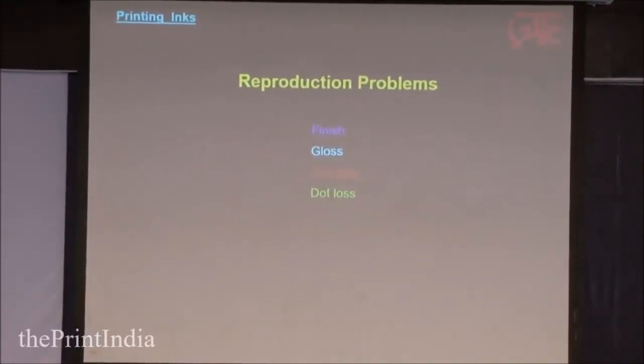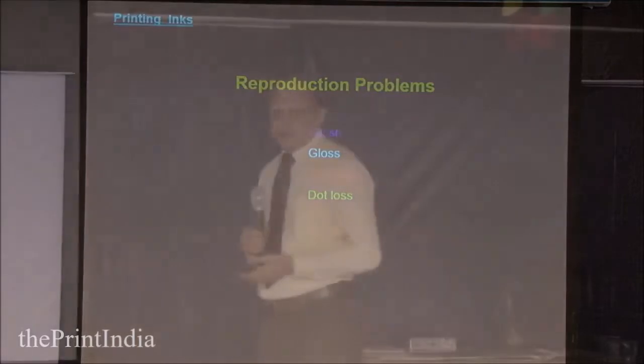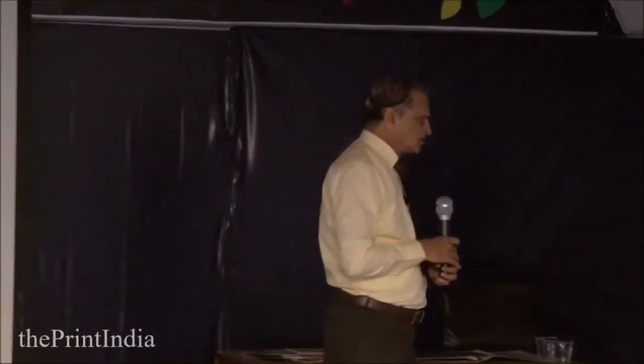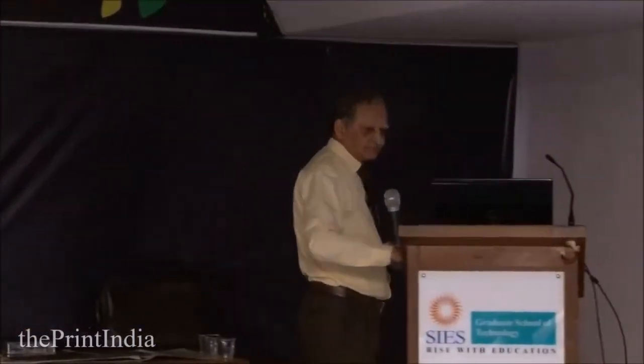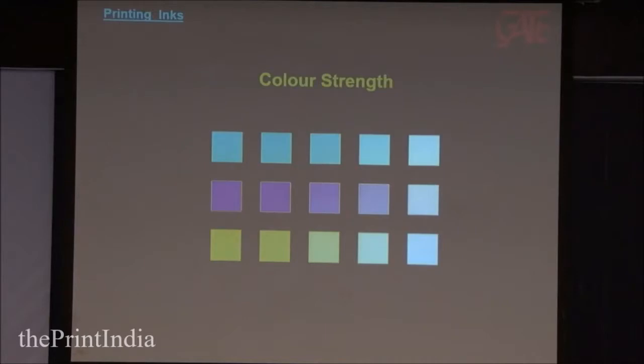So these are reproduction problems. If all these factors are not in the right proportion, not taken care of, and not tested at the manufacturer's end and at your place, you get problems with the finish, problems with gloss, problems with dot gain and dot loss. Color strength may change if you don't check the incoming inks regularly.